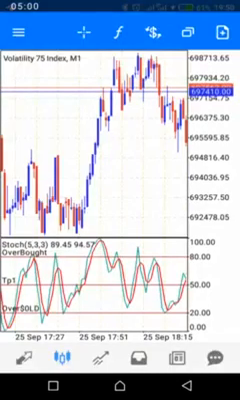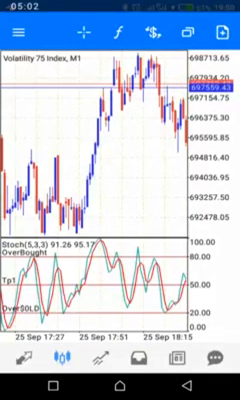If you want to be trading volatility, but you don't have much in your account, you can start with Boom and Crash.